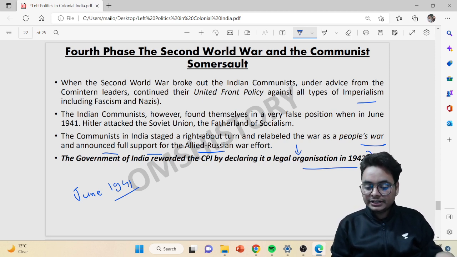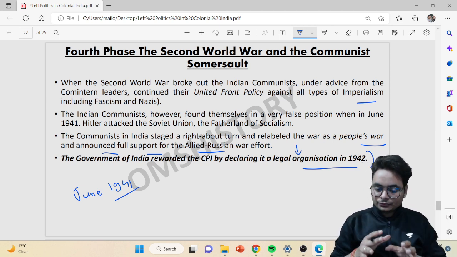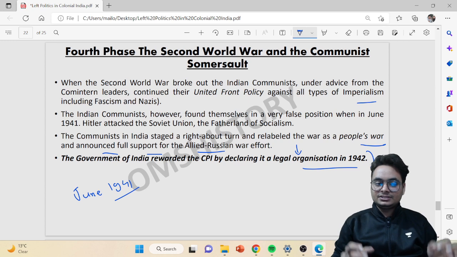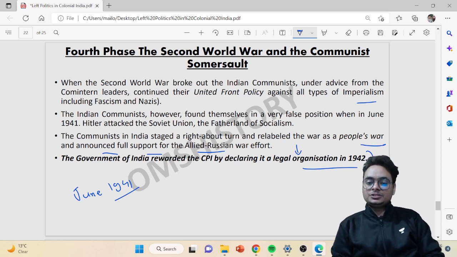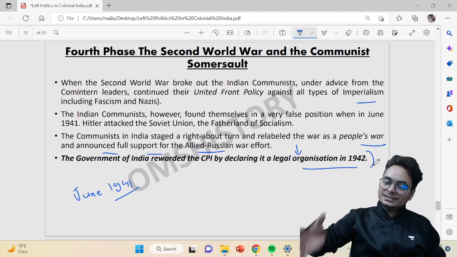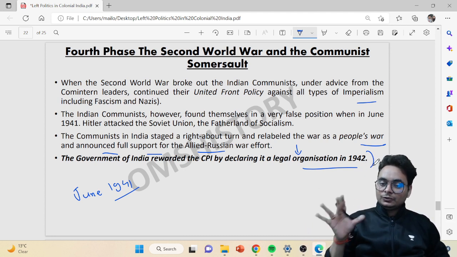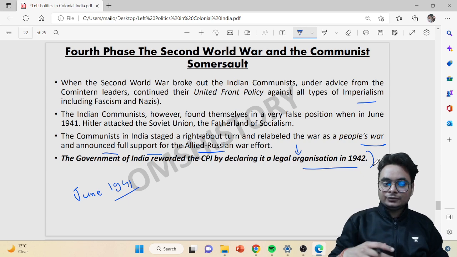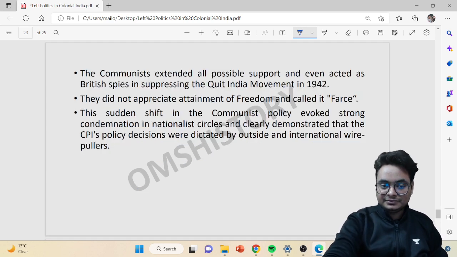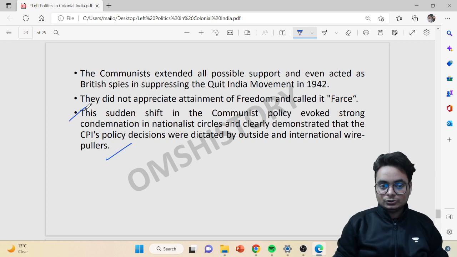And this sudden shift in the policy of the communist leaders actually evoked a very strong condemnation in nationalist circles, and it clearly demonstrated that the decisions of the Communist Party of India were being dictated from outside, and there are some international wire pullers who are dictating to the Communist Party of India. It is not completely an independent party, and international players are basically guiding its policies. So that's why this party started losing its credibility at this very point of time.